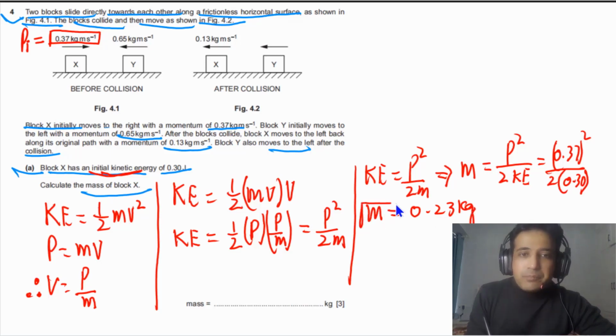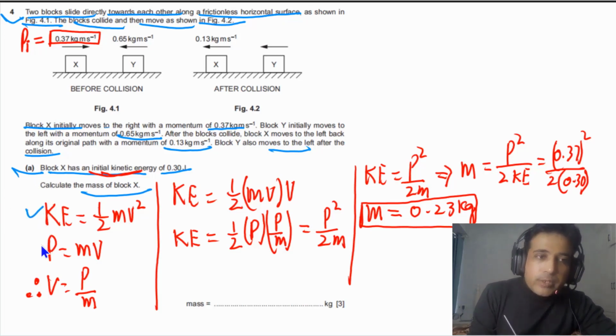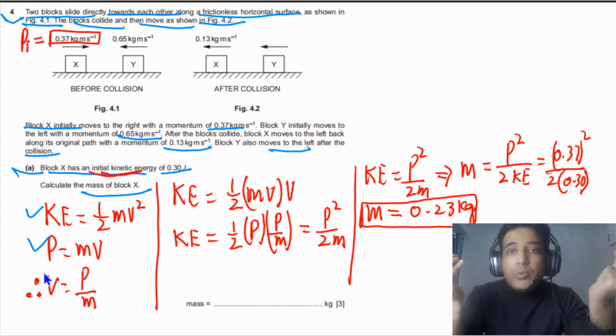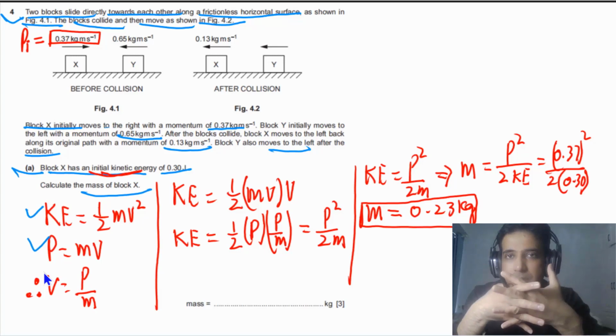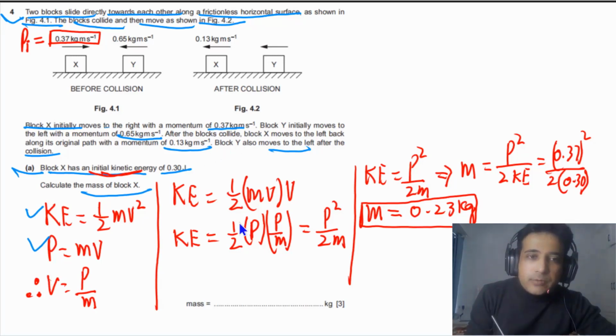And also you need to understand how we approach this problem. Kinetic energy was given to us, momentum was given to us, and the question was asking us to calculate mass. So how can we calculate it? You need to understand how to connect kinetic energy and momentum together so you can find the value of mass. That's the reason we rearrange this equation. We write this in the form of momentum, mass, and kinetic energy, so we can calculate the value of mass. So this is how we have calculated the value of mass.